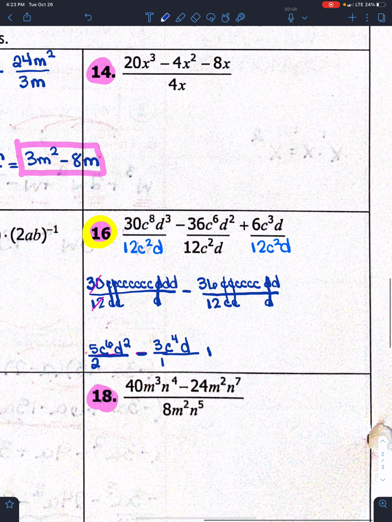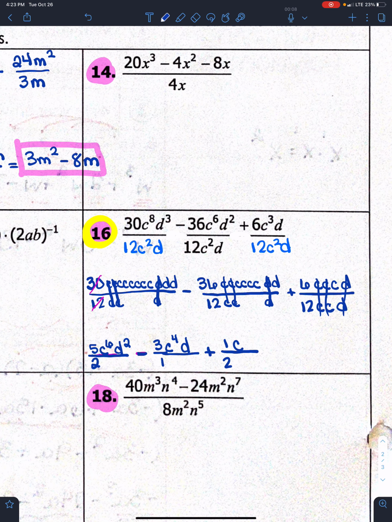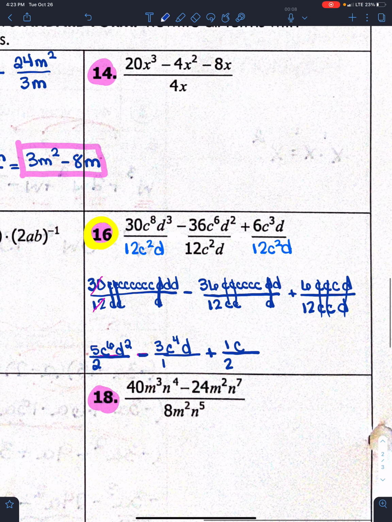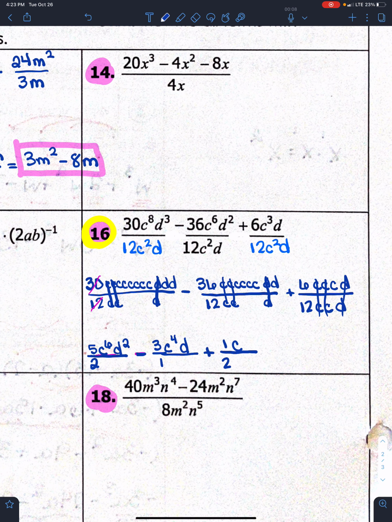Then we've got plus 6c cubed times d over 12c times d. Then 6 divided by 12, they're both divisible by 6. So I have 1 over 2. These c's reduce, and that d does. So I have 1c squared over 2. That is one way of doing this problem. I know it's lengthy, but I hope it helps you to process.